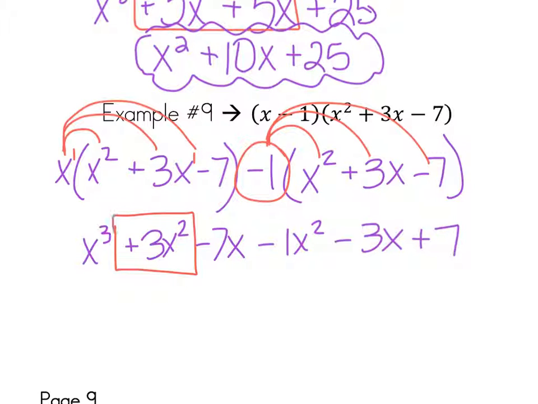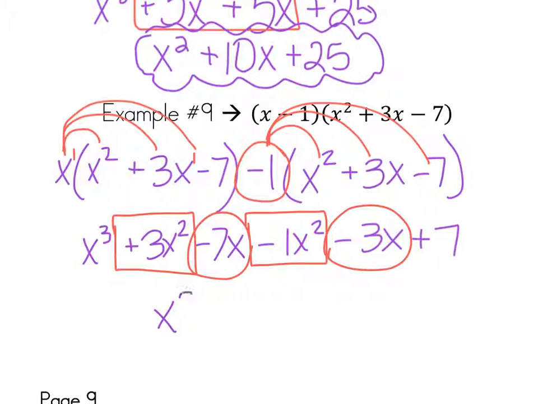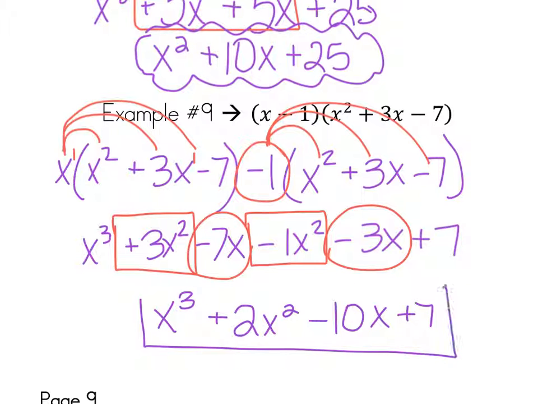I have an x squared here and an x squared term there, so we're going to group those together. A minus 7x and a minus 3x. So in addition to multiplying, sometimes we actually have to combine. Let's rewrite this as our final answer. So x cubed plus 2x squared, just using our integer rules for that, minus 10x plus 7. And remember, when we combine, the powers do not change. It is only when we multiply.